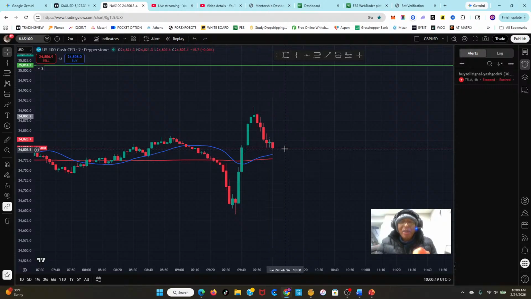Okay, look at the bar that they're printing. It's a lot of indecision here, so you don't want to enter the trade right now. Wow! That's a massive bar. That's a massive bar. We now enter 24821.